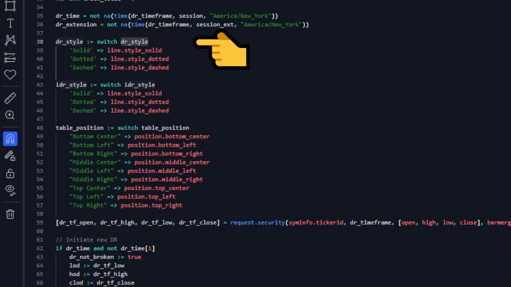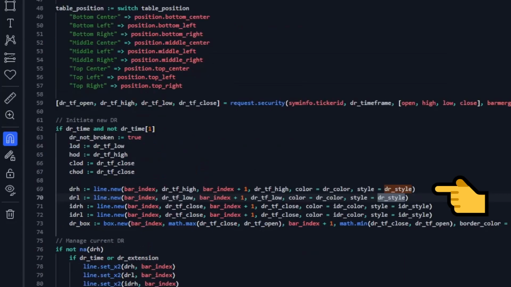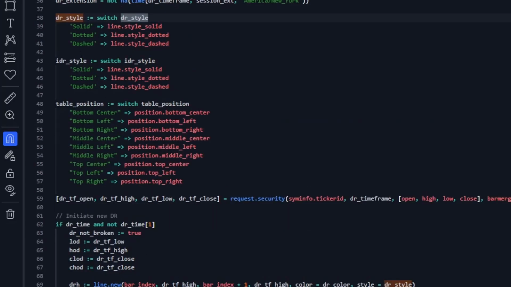And the reason it does that is because when I'm assigning this, it's checking, oh, I selected dashed, so I'm going to be using line.style dashed. And if we look at where this is applied later on, I'm using that style right here. Same for the table position.